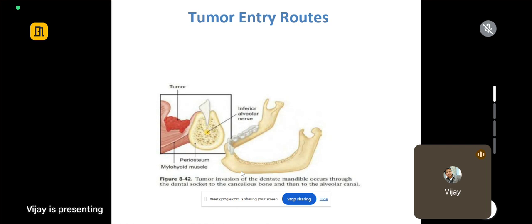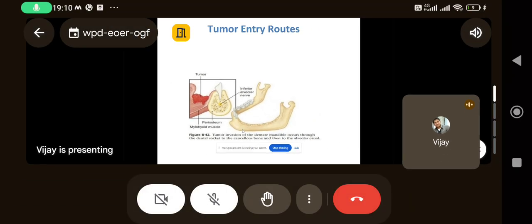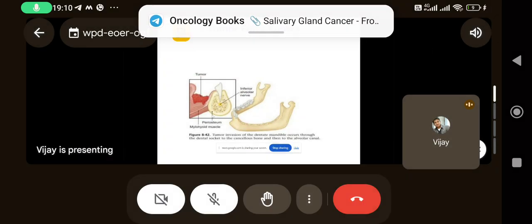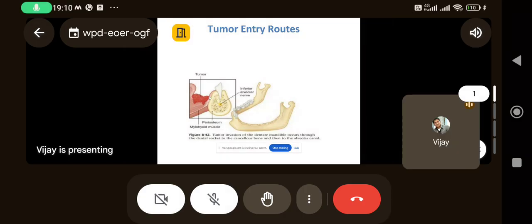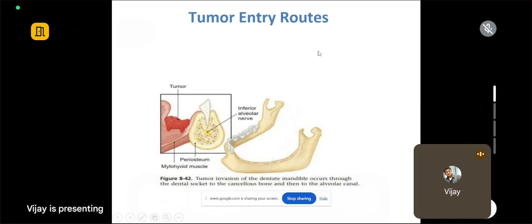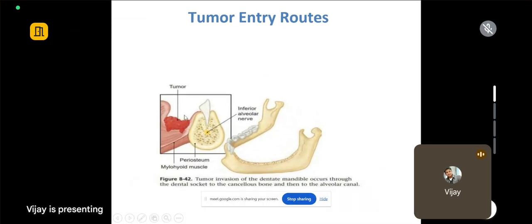The tumor entry routes. Grossly, the tumor enters the mandible through a point of abutment, which can be the occlusal surface or the periosteum. When there are large paramandibular tumors, there can be multiple routes of entry. In this image, we can see that the tumor enters through a point of contact.